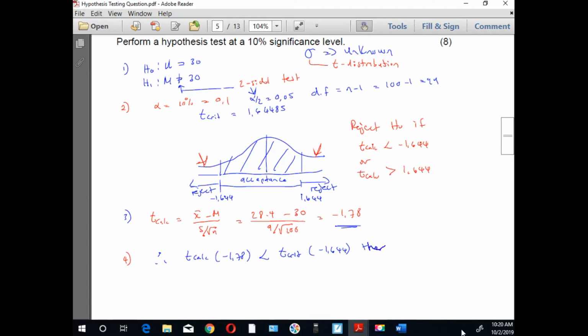Therefore we reject H naught. It lies in the rejection region. The negative 1.78 is somewhere here. That's where it lies.